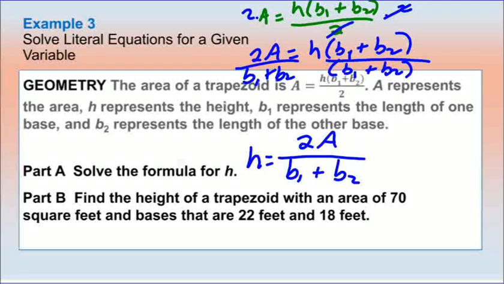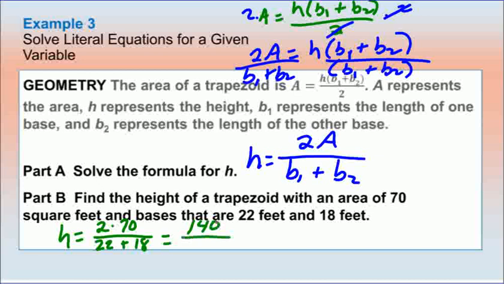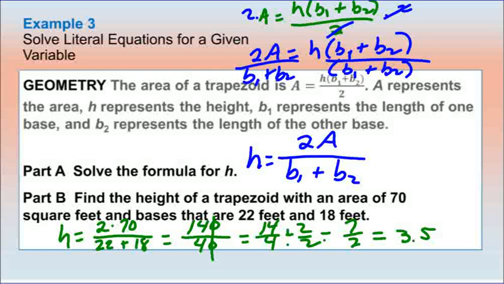Once I have that, all I have to do is substitute the numbers in for the variables to solve for h. So I need to find the height with the area of 70. I have 2 times 70 all over base 1, which is 22, plus 18. So up here I have 140 all over 40. Divide by 10, I'm left with 14 over 4. Divide this in half, I get 7 halves, which would give us 3.5. So the height would be 3.5.